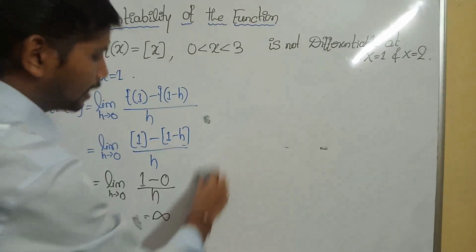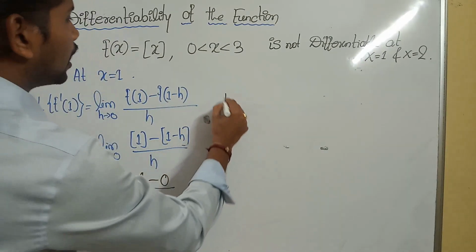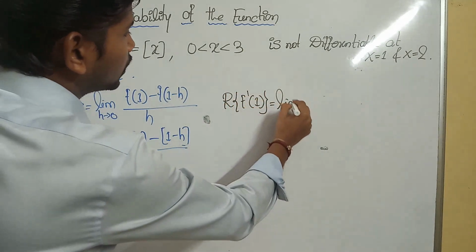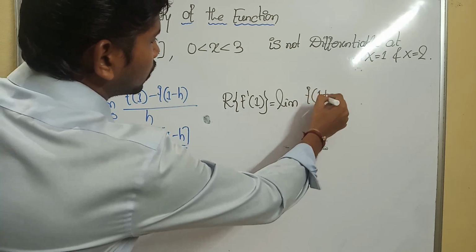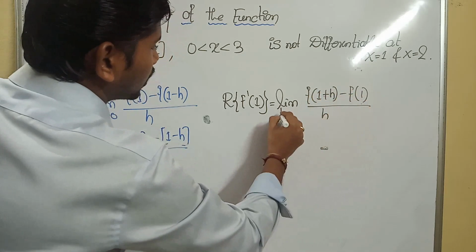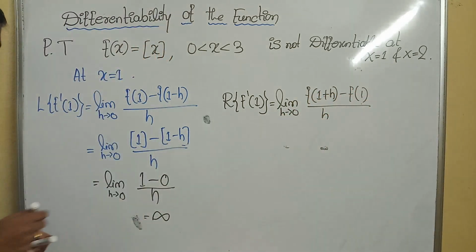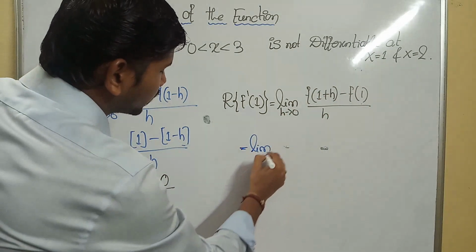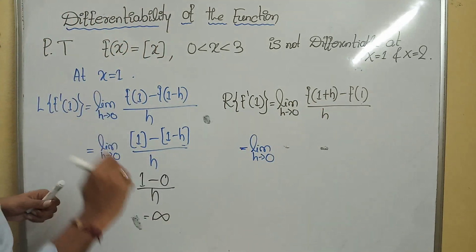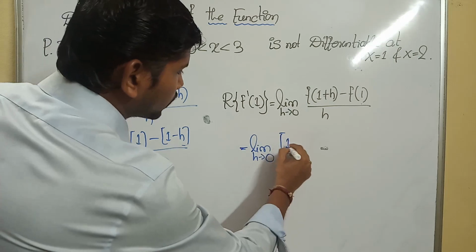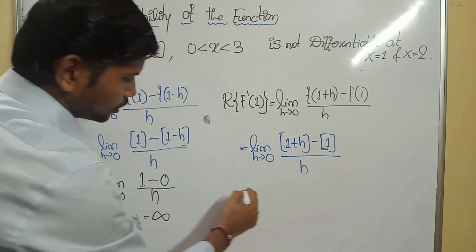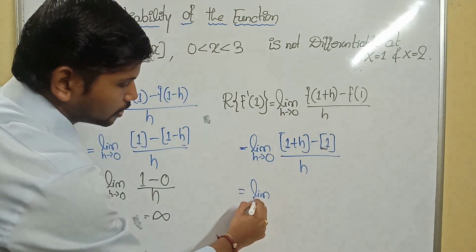Then in a similar manner, I'd like to solve the right-hand derivative, r of f dash of 1. How do we write r of f dash of 1? It is the limit of f of 1 plus h minus f of 1, divided by h, as h tends to 0. What is f of 1 plus h? It is the greatest integer function of 1 plus h, minus the greatest integer function of 1, divided by h.